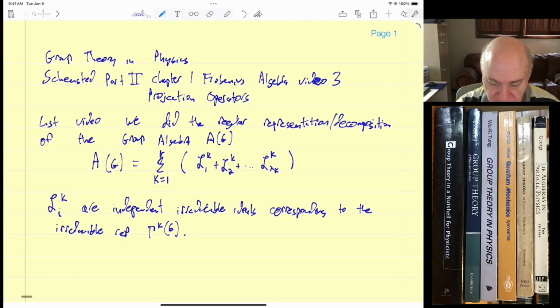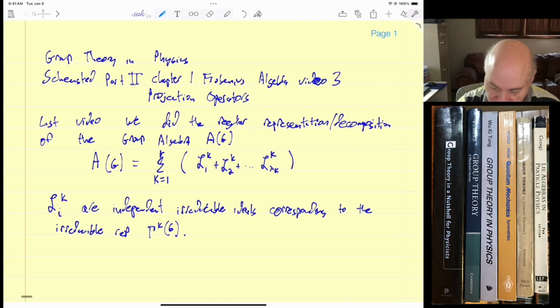And last video we did the regular representation decomposition of the group algebra A of G. The group algebra can be written as the sum corresponding to the regular representation, the sum from k equal 1 to r. Remember, each k corresponds to a unique irreducible representation, and we can split them up into left ideals, L1k, L2k, all the way up to L lambda k, k. Lambda k is the dimension of the kth irreducible representation, and just to make sure you understand, two representations can have the same dimension, but we're just ordering them from 1 to r.